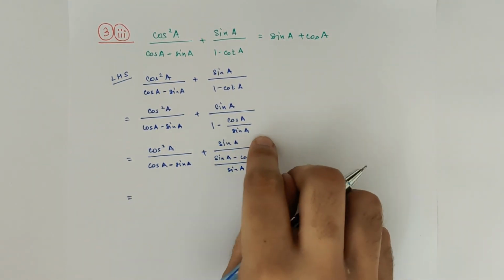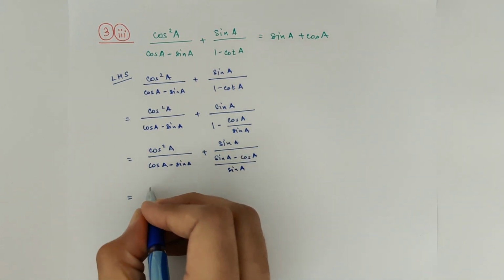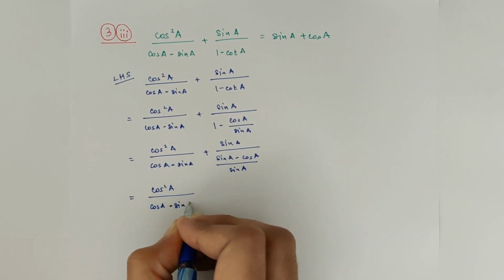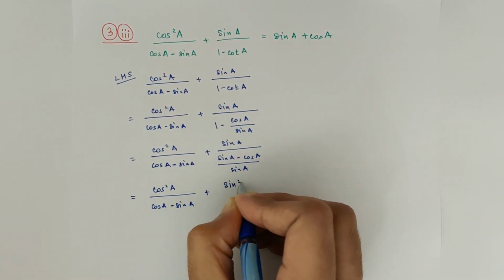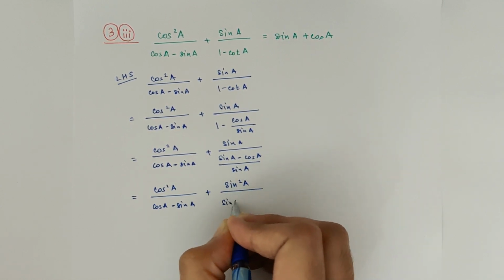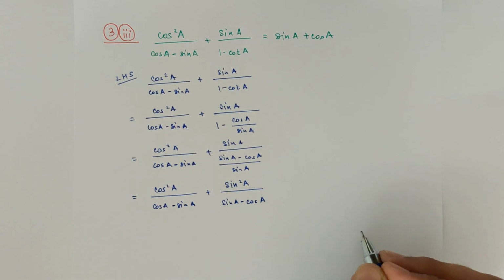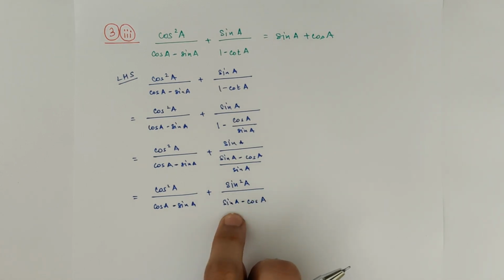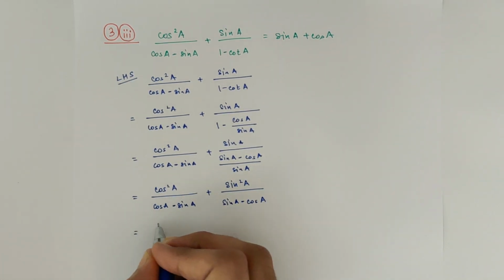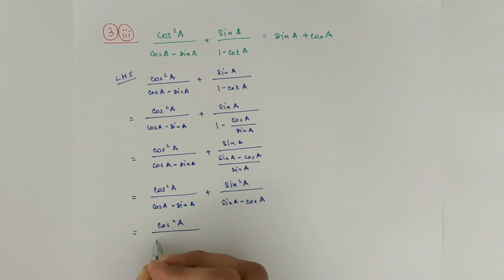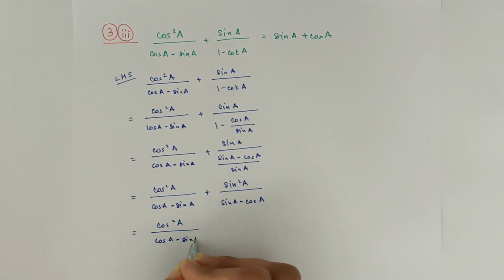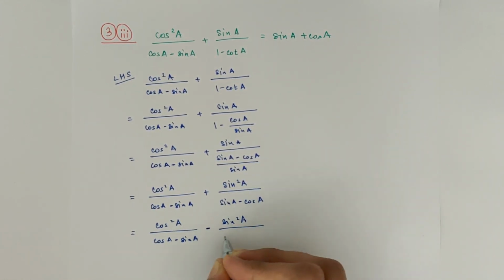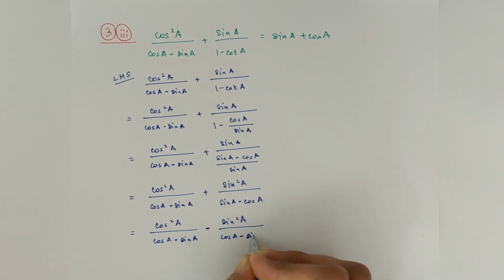So this sin A will go over here and over here we will get sin square A. So cos square A divided by cos A minus sin A plus sin square A divided by sin A minus cos A. Now what we will do is change the sign over here to cos A minus sin A, so a minus will come out. So ultimately we will get cos square A divided by cos A minus sin A, minus sin square A divided by cos A minus sin A.